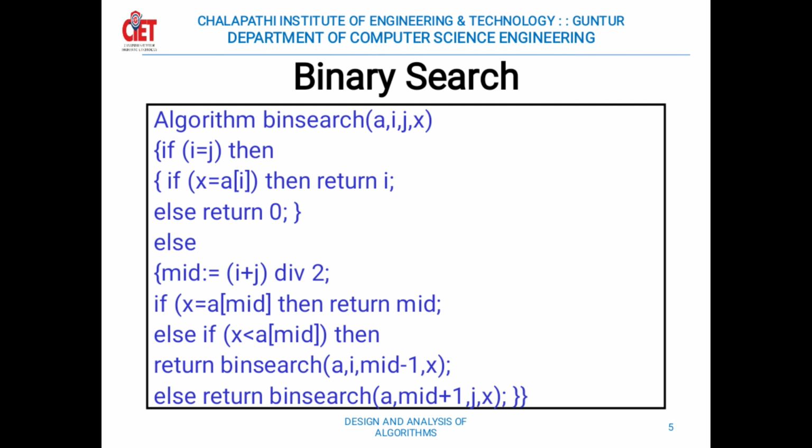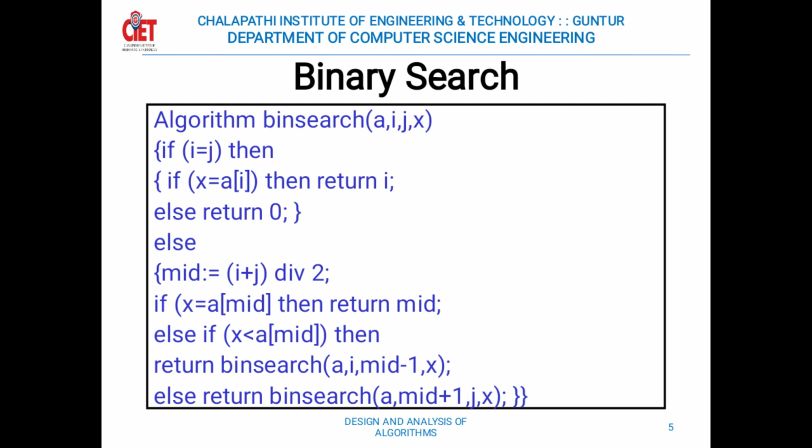If it is not equal to mid, again verify whether x is less than the mid element of the array. If x is less than the mid element, that means it is in the first half of the array, because the elements are in sorted order. Then we recursively call the search by setting the lower index as i and the higher index as mid minus 1. That means it is in the range of i to mid minus 1.